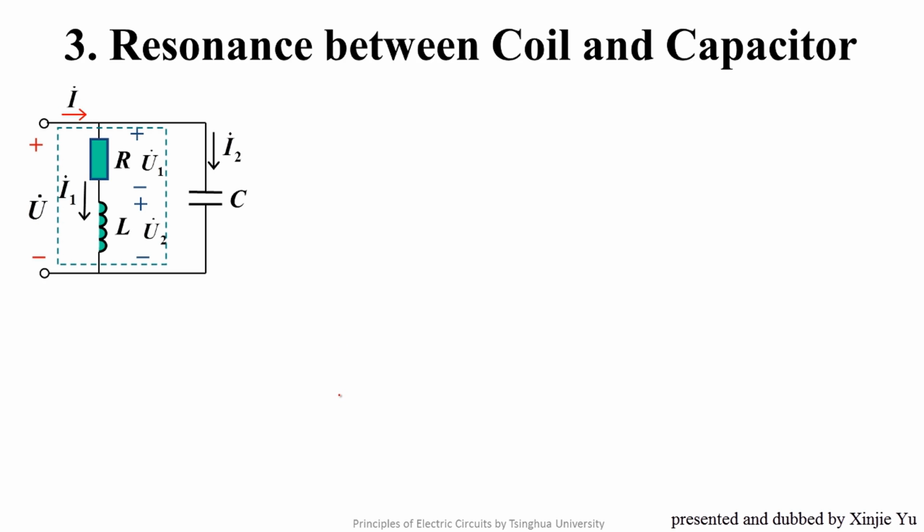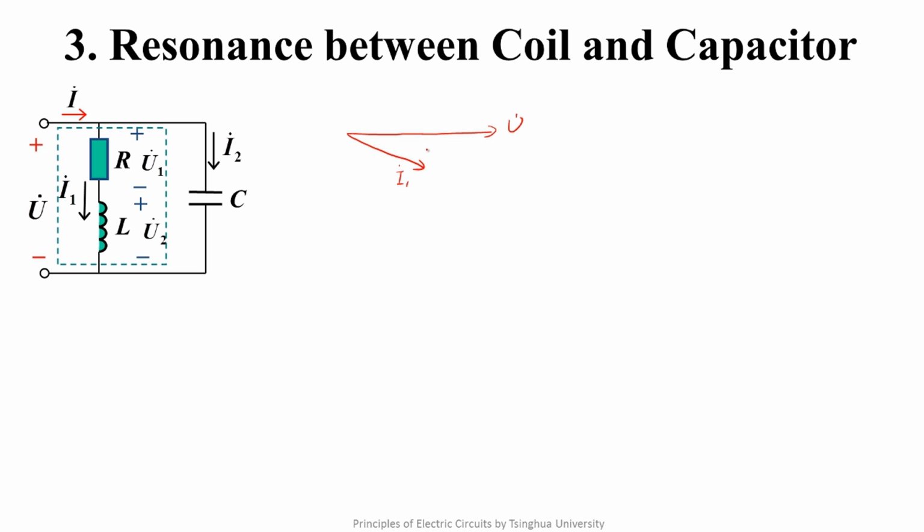Next, let's discuss the resonance between a coil and a capacitor. We take the parasitic resistance of the coil into consideration. Firstly, we draw its phasor graph. We define the port voltage as the reference phasor. For the coil, its current must lag the voltage.